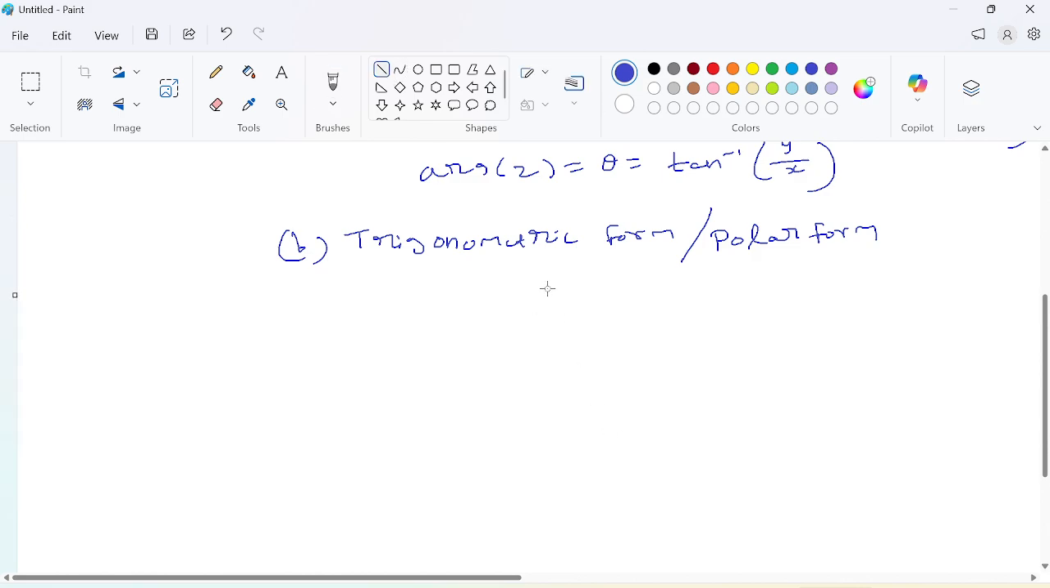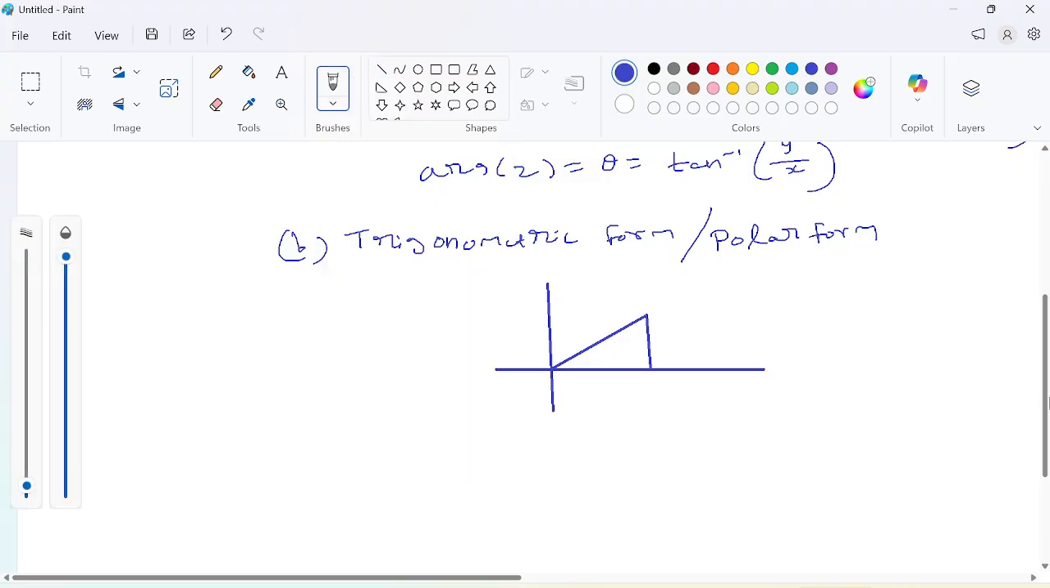Now draw this plane. Here I have the point P. This is your Y axis, this is your X axis, and this is your P with coordinates x comma y. This will be r equal to mod z, and this will be your theta. This r is your modulus.